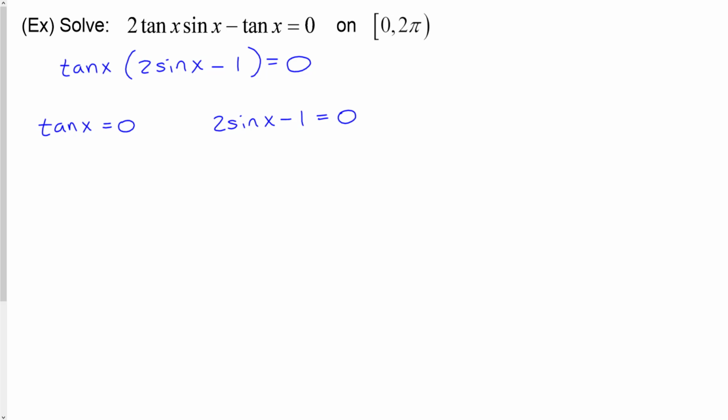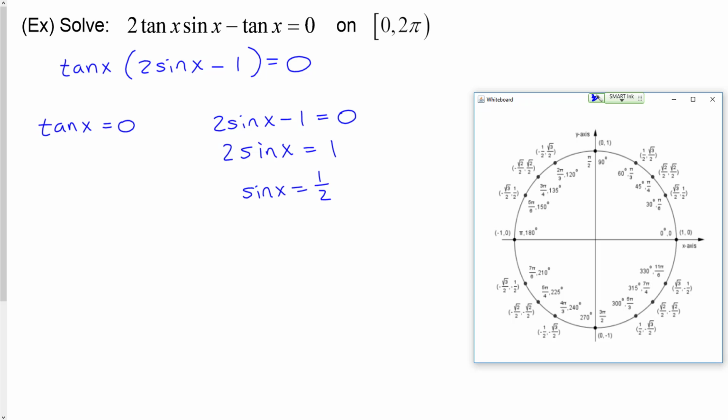Tangent x is ready to go. Let me get sine x by itself. So this would be 2 sine x equals 1, or sine x equals 1/2. Get out my unit circle and see where things qualify. So tangent is going to be 0 whenever sine is equal to 0. So I'm looking for where y coordinates are 0. So there's one, and there's another. Those are the only two. I'm answering from 0 to 2 pi. Both of those are on that interval. So x could be 0 or x could be pi.